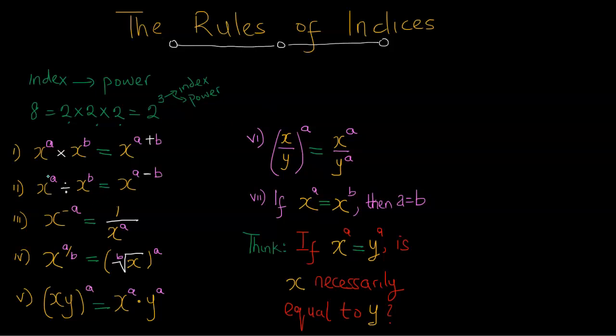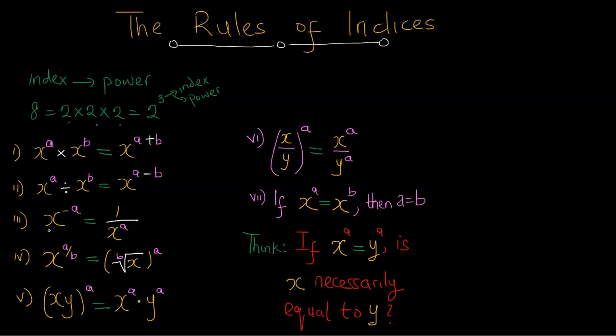Here are the rules. The first one, x to the power of a times x to the power of b equals x to the power of a plus b. So we can see here that the bases are the same and there is a product. So what we just had to do was to retain the base and add the powers. The second one, x to the power of a divided by x to the power of b equals x to the power of a minus b. So we can see here that we retained the base and just subtracted the second power from the first one.